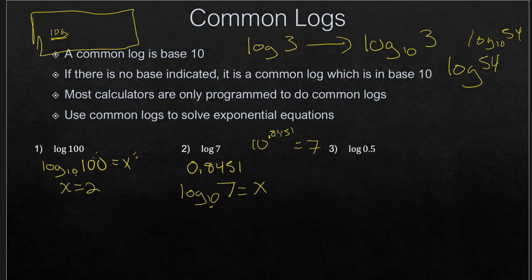So again, for the third one here, just put the log of 0.5 in your calculators. And your answer there is going to be negative 0.3010. So that's our answer there.